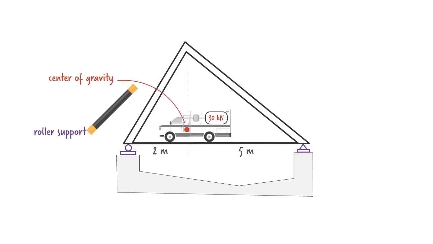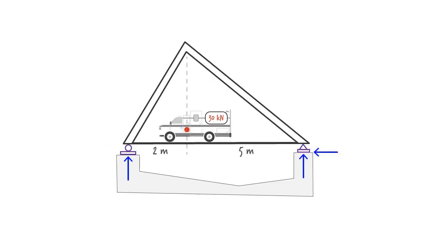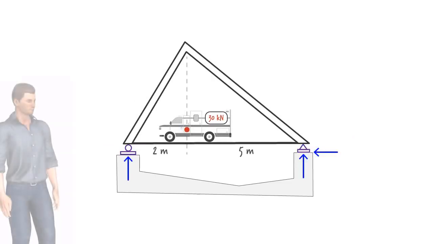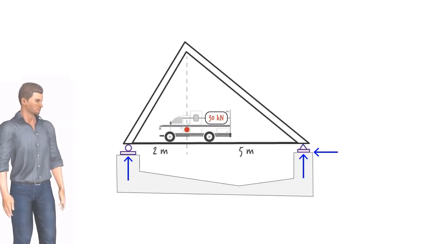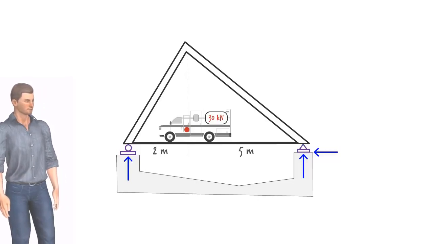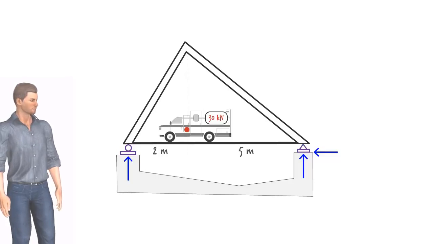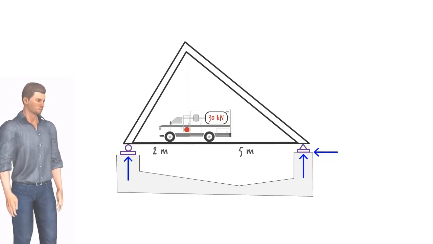The bridge rests on a roller support at the left end and a pin support at the right end. These supports transfer the load from the bridge to the foundation. Since the bridge is pushing on the foundation through the supports, according to Newton's third law, equal and opposite reaction forces develop at the supports. We refer to those forces as support reactions. In dealing with structures, we often need to calculate their support reactions, so our free body diagram must include these reaction forces.